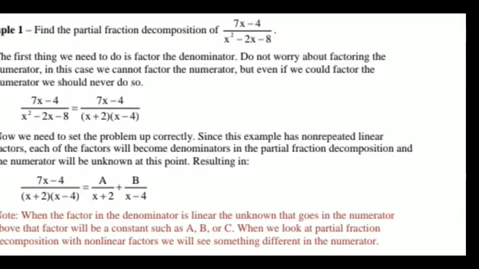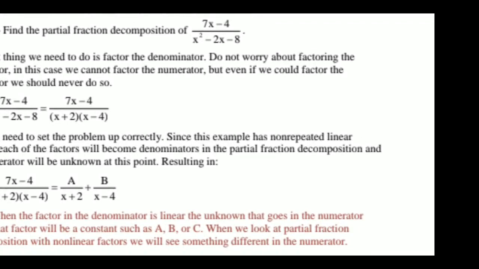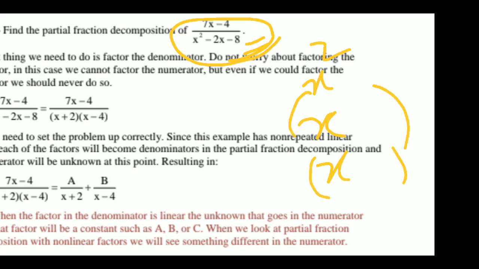Now in this example problem, you find the partial fraction decomposition of (7x minus 4) divided by (x square minus 2x minus 8) in the denominator. The denominator is in the form of a quadratic equation, x square minus 2x minus 8. Now you have to solve this quadratic equation and find the two factors, because since the higher degree is 2, you will get two factors, one x value and another x value. So these two factors you have to solve.